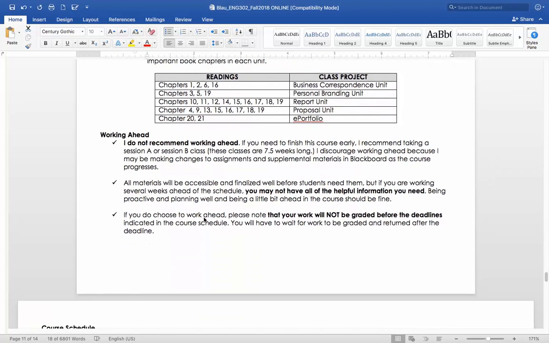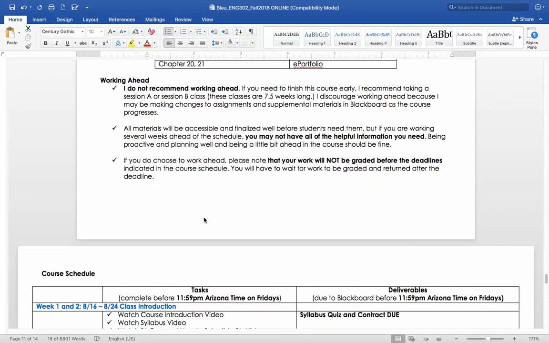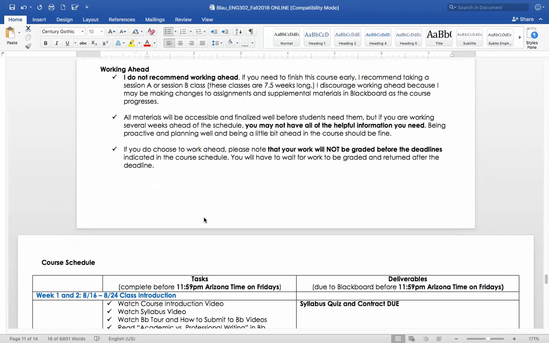In terms of working ahead, I don't recommend it. If you need to finish this course early, I would try taking a session A or B class because those are shorter. And I might make changes or give you supplemental materials or give you tips to help you in Blackboard announcements. And if you're working ahead, you may not have access to those in time. So you may not have all the helpful information you need. The other thing is if you decide to work ahead, I'm not going to be grading your work before the deadlines. So there's really no point to working ahead because I won't grade your work early anyway.